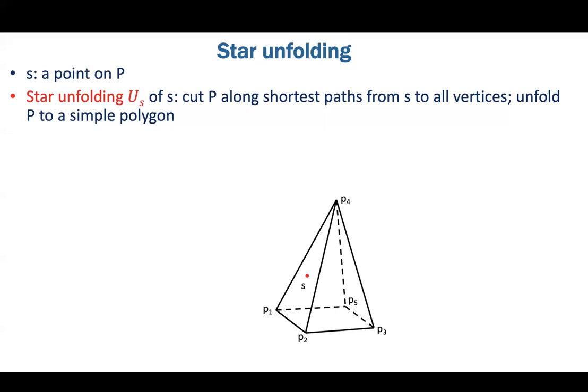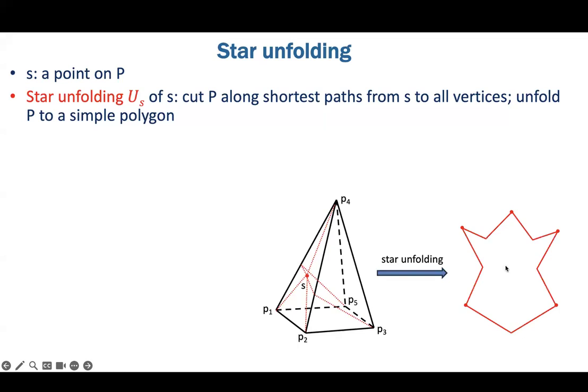Okay, so star unfolding. This is a concept introduced in the previous work. If S is a point on P, like here, we use the star unfolding of S to denote the following: cut the shortest path from S to all vertices and unfold P to the plane, and it becomes a simple polygon. For example, here S is in the face of P1, P2, P4, and these three segments are their shortest paths. For P3 and P5, we have shortest paths like that. So their star unfolding looks like this.